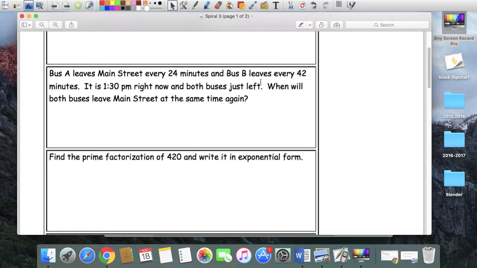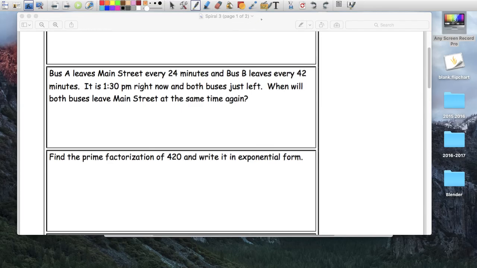Bus A leaves Main Street every 24 minutes. Bus B leaves every 42. It is 1:30 right now. Both buses just left. When will both buses leave Main Street at the same time again? So you just missed both buses.